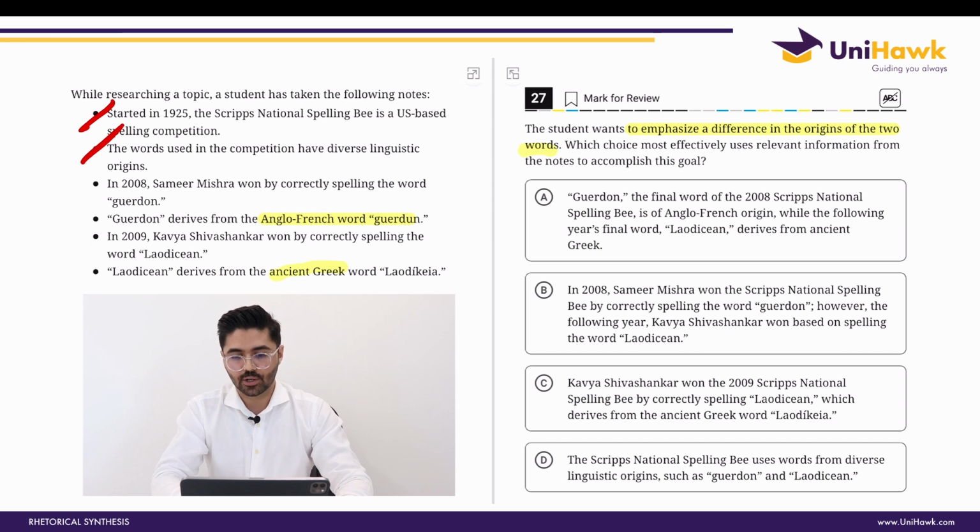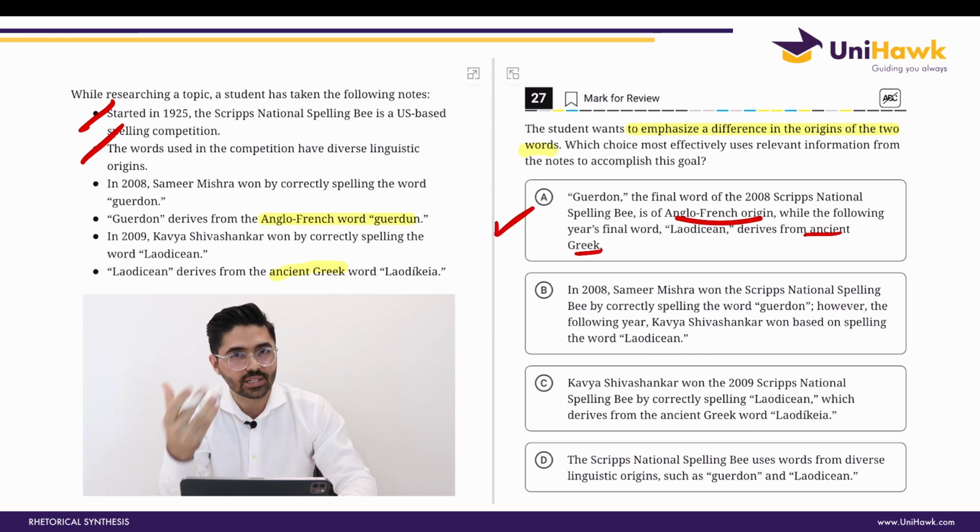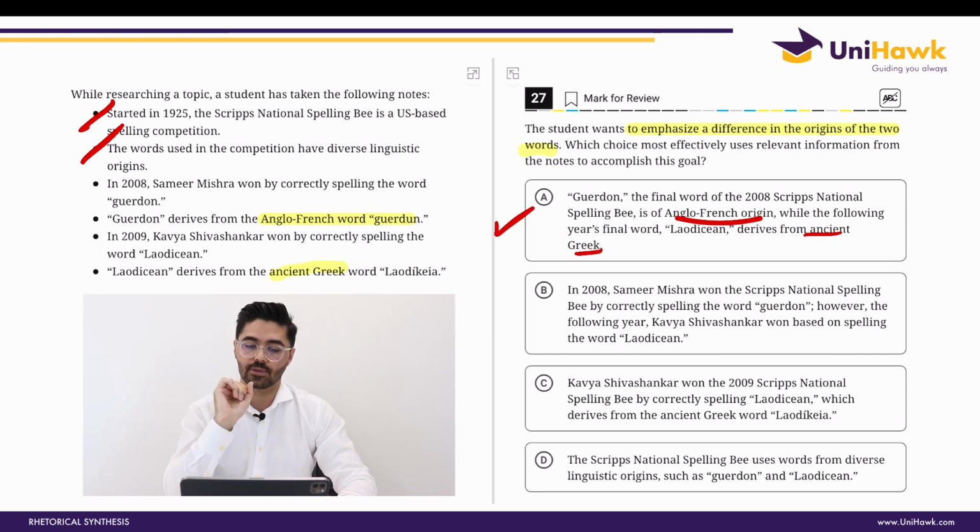A. Guerdon, the final word of 2008 Scripps National Spelling Bee, is Anglo-French origin. Great, off to a good start. While the following year's final word, Laodicean, derives from ancient Greek. This has both the components I wanted and it emphasized the difference in the origin. Therefore, in line with what I predicted to be the correct answer, I'm going to keep this.